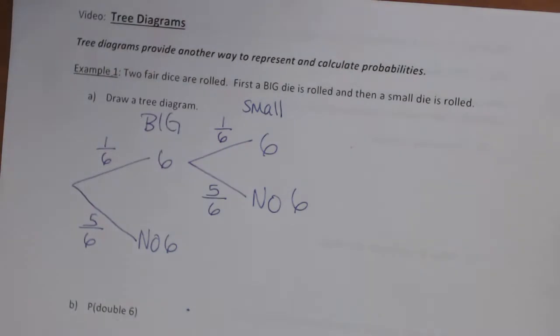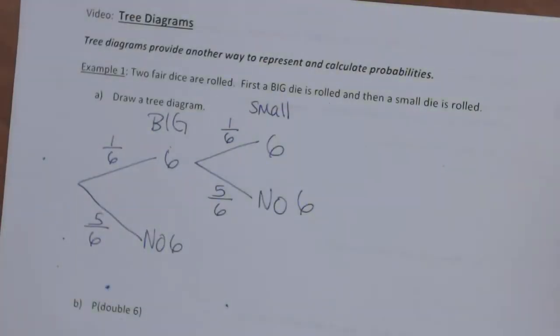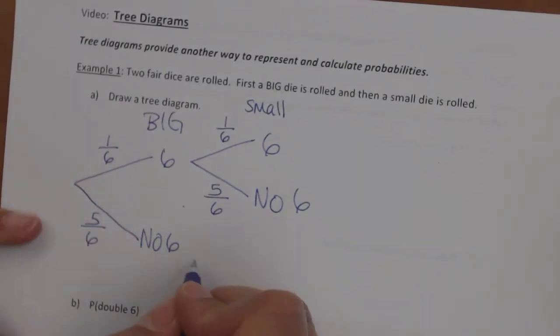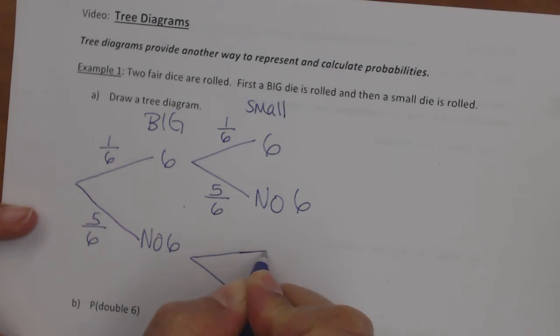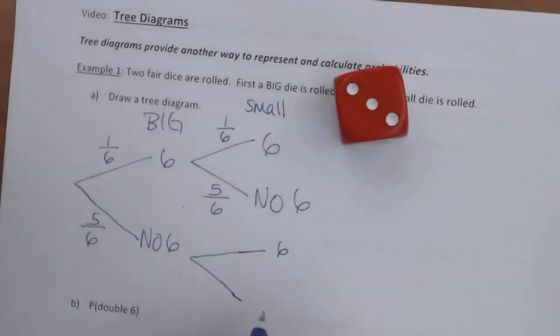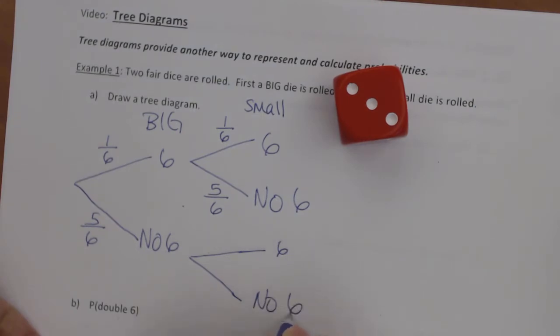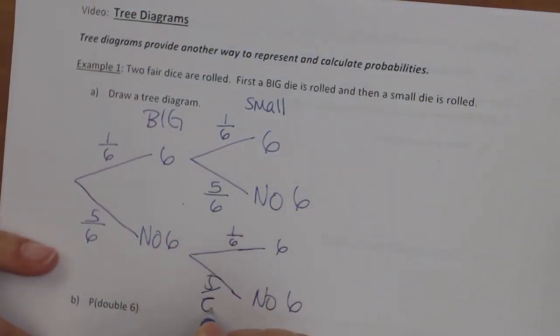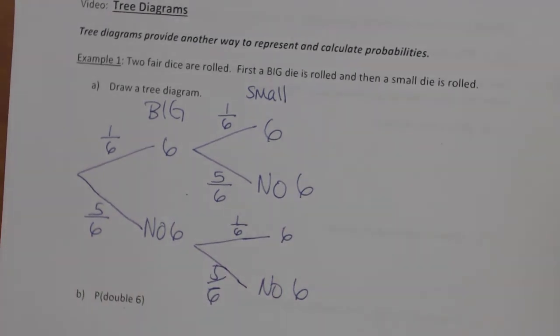So let's say that I roll my big die, and let's say just 1 comes up, which means I'm going to this branch right here, no 6. From there, again, I'm going to roll my small die. And I could either roll a 6 on my small die, or I can roll not a 6. And again, it's going to be 1 out of 6 or 5 out of 6. And there's my tree diagram.